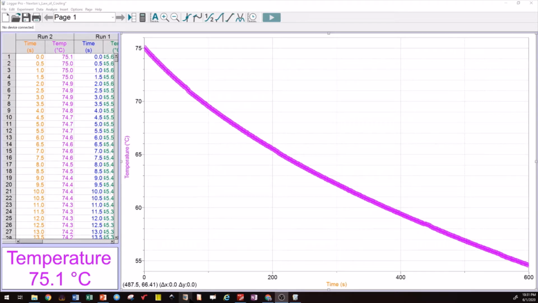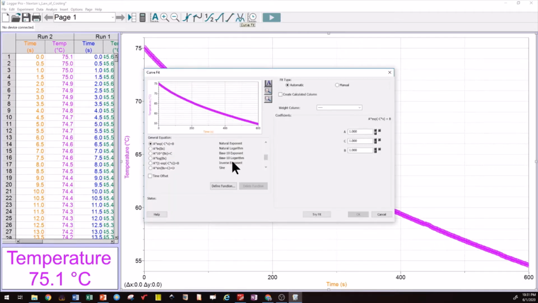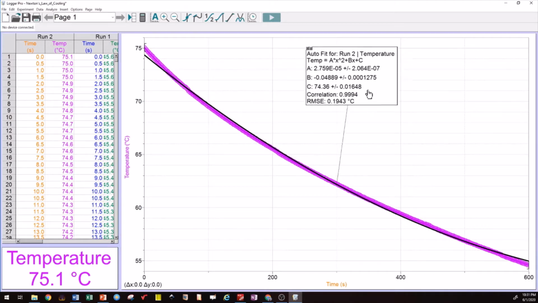I'm going to try an automatic curve fit on this data and see what looks like a best fit. I've got a couple ideas. It's a concave up curve, so maybe I'll try a quadratic, because those are pretty common in AP Physics. So there's our quadratic, and it looks like a pretty good fit to some of the data, but look what happens when we zoom out.